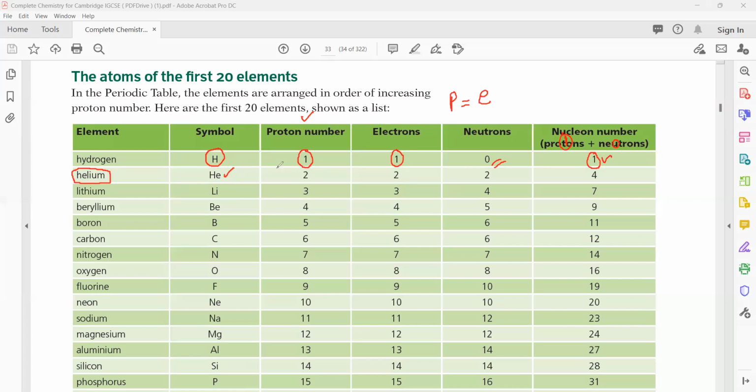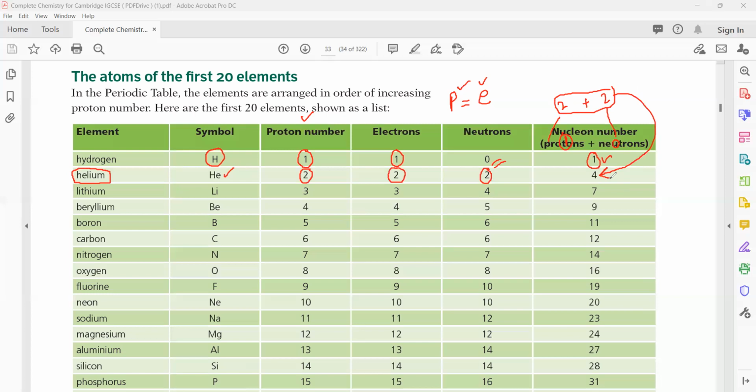Okay, my dear. In helium, there are 2 protons in the atom. And you know that the number of protons is equal to the number of electrons, so there are 2 electrons in the helium atom. The third thing, the neutrons, is also 2. So 2 protons plus 2 neutrons gives a nucleon number of 4 for helium. Very nice. Easy? Very easy.